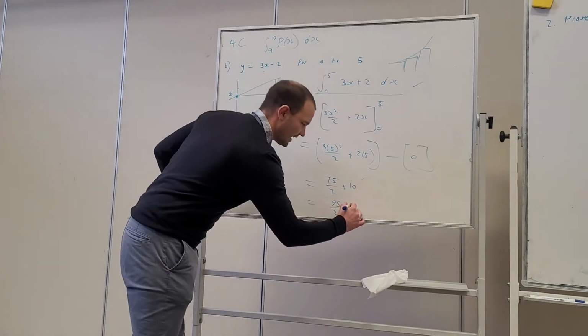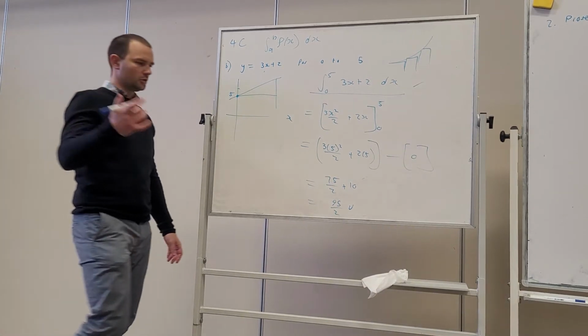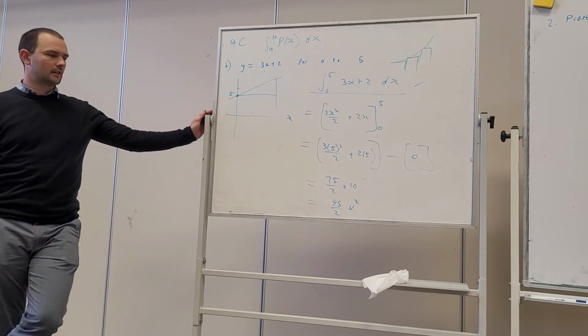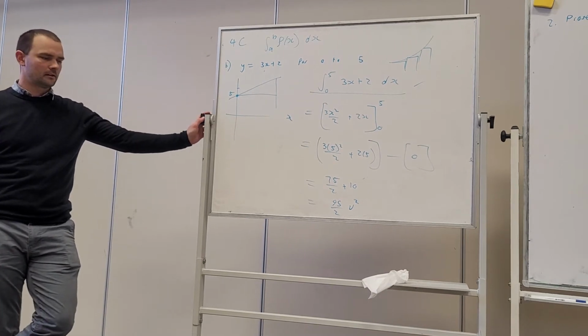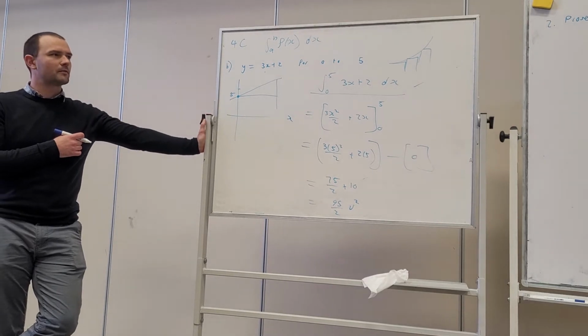And we're talking about area. So as soon as we're talking about area, we need to add that it's units squared. Okay, we've got square units under the curve, 47.5 square units.